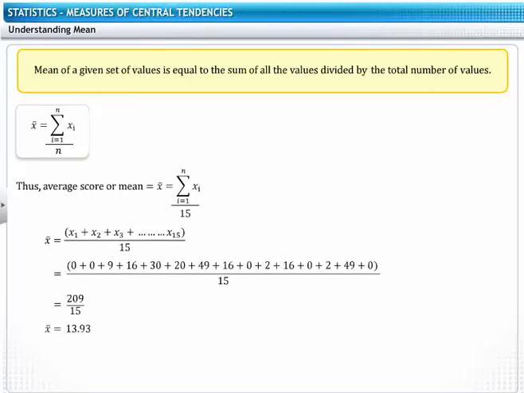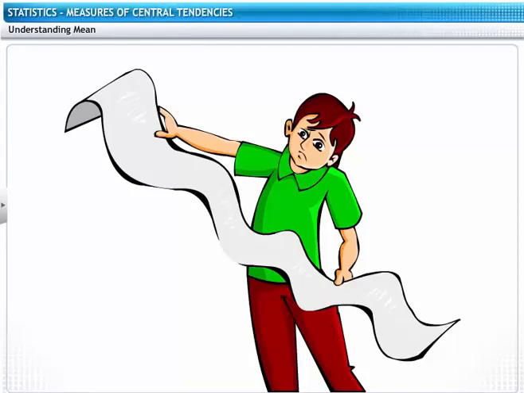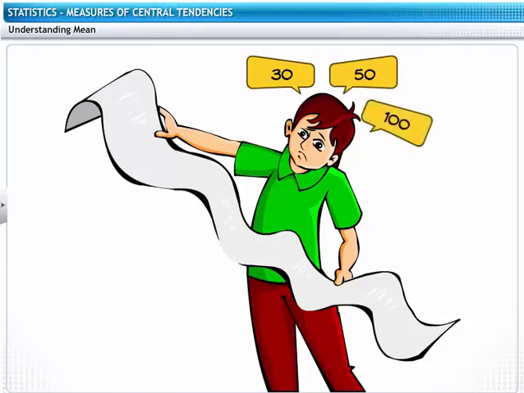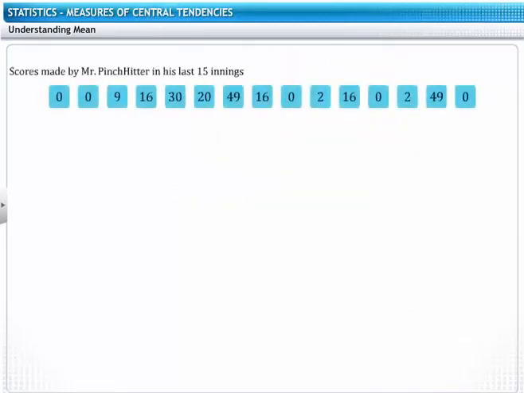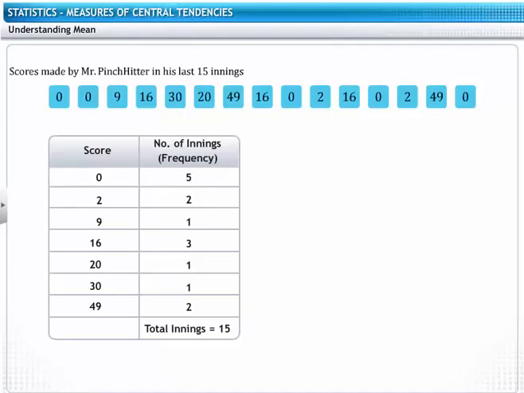In both methods that we have used so far to calculate the mean, we have added a large number of values. This would be more problematic if we were using data from say 30, 50 or 100 innings. Let us see if there is a simpler way to calculate the mean. Let us arrange Mr. Pinch Hitter's scores for the last 15 innings into a frequency distribution table. Now let us see how this helps.